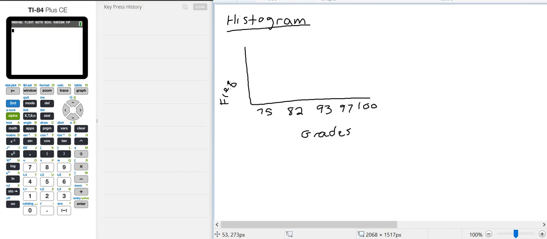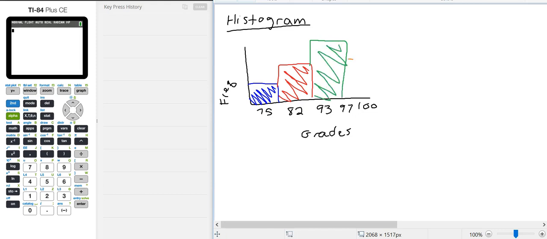If the test was a fair test, then the graph is going to look something like this. We're going to have a few people getting 75s. We're going to have a few more people getting 82s. And then a lot of people getting 93s. Some people getting 97s. And some people getting 100s. But the data is normally distributed because it looks like a normal bell curve. There are a few people getting on the lower end, then a lot of people getting in the middle, and a few people getting on the higher end. That is a normally distributed graph.